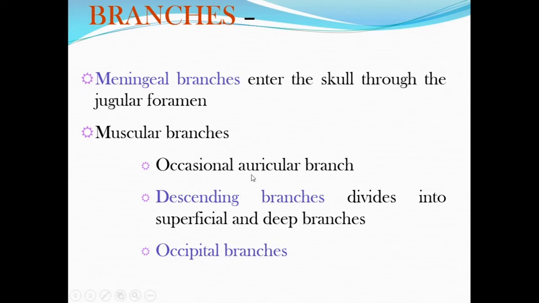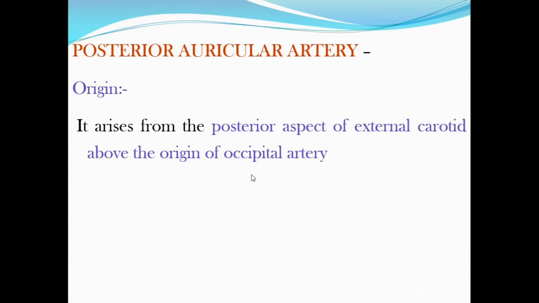So now we will move on to the next branch, posterior auricular artery. It also arises from the posterior part of the external carotid artery, but it is above the origin of occipital artery. So this posterior auricular artery is not given in the carotid triangle. Only 5 branches are given in the carotid triangle: ascending pharyngeal artery, superior thyroid artery, lingual artery, facial artery and occipital artery. This branch is given in the posterior part of the digastric triangle, above the origin of occipital artery.